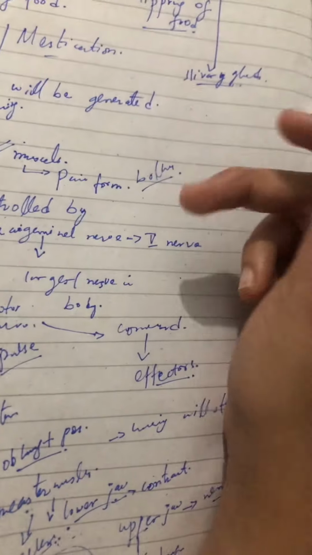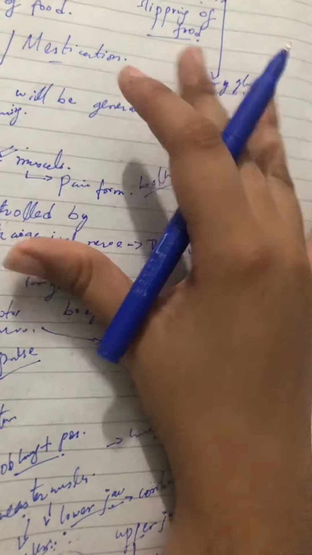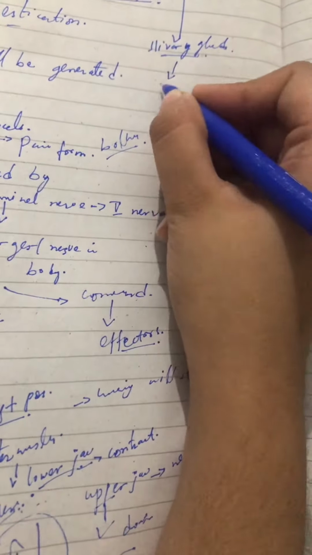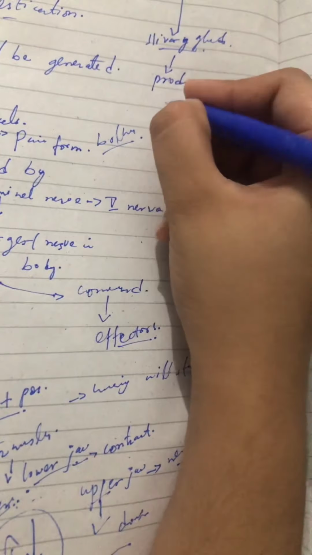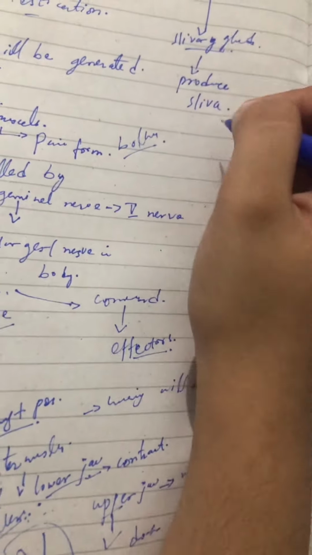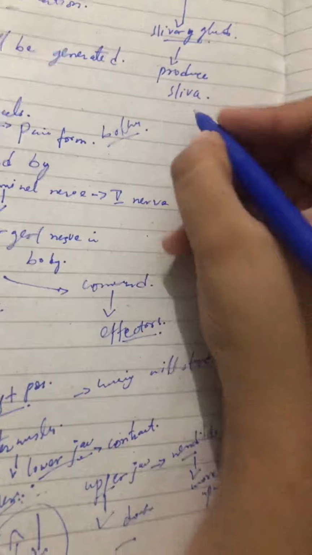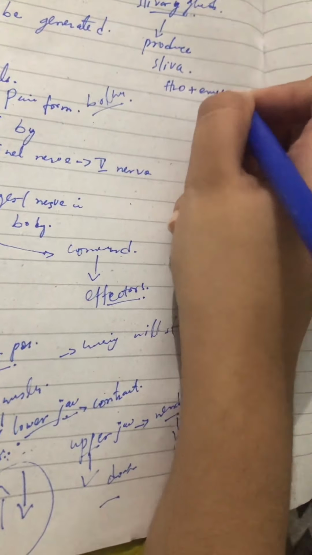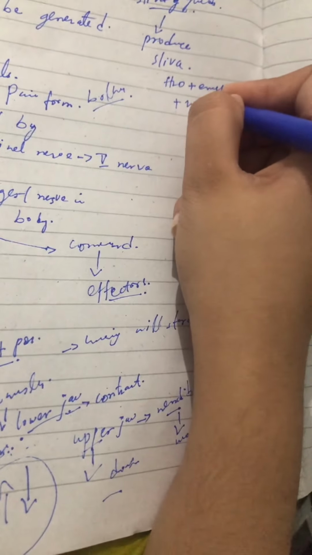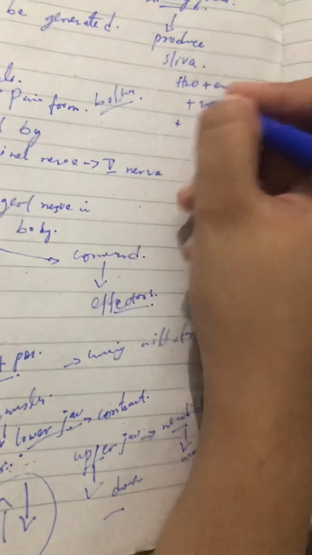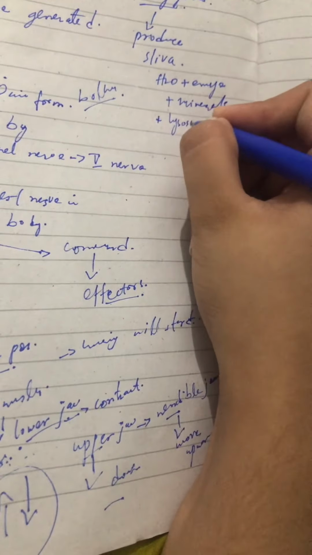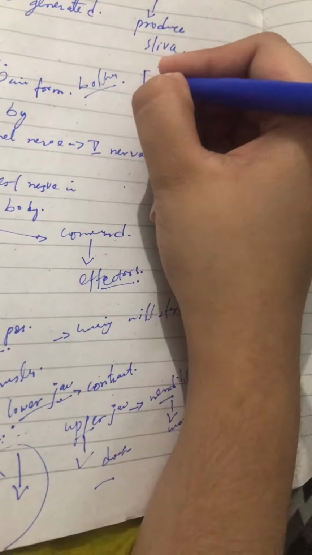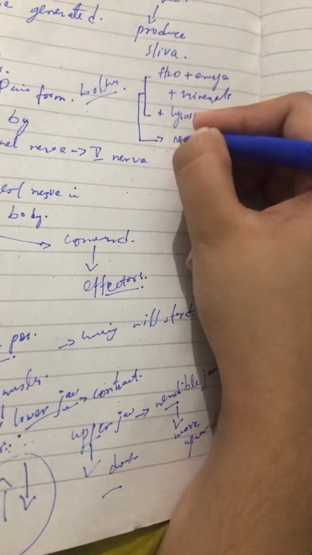In the previous video I discussed the salivary glands and their structure. These salivary glands produce saliva, and saliva is made up of water plus enzymes plus minerals, and there is also one enzyme, the lysozyme enzyme. These basically regulate the pH.